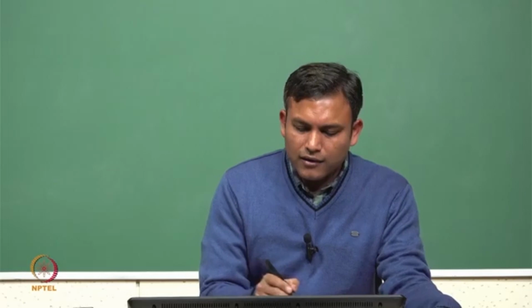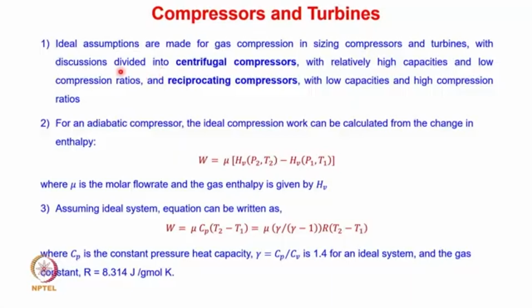Again, we can divide this equipment into centrifugal compressors or reciprocating compressors. With relatively high capacities and low compression ratios required, we use the centrifugal compressors. When we are looking at low capacities and high compression ratios, then we use the reciprocating compressors.